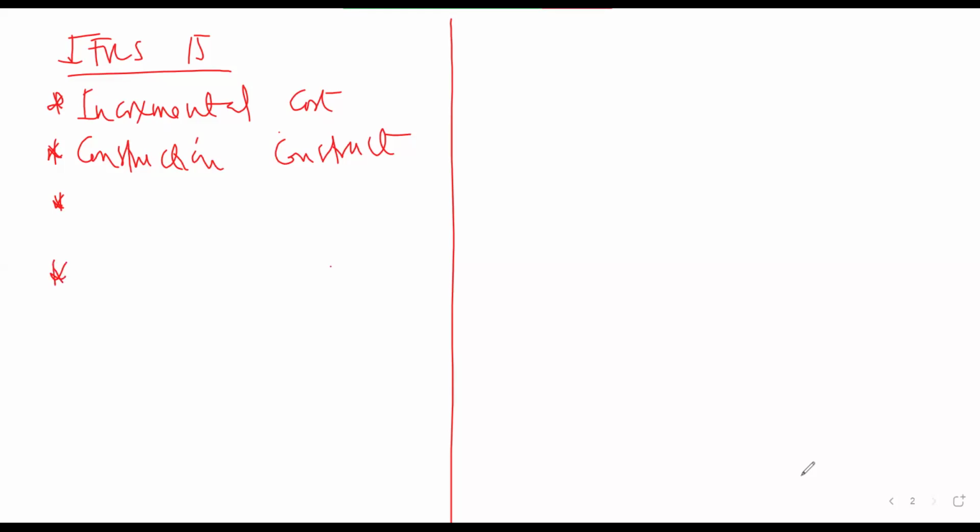You can also have IAS 37, which is provisions. On this one, they can examine you on the reassessment of decommissioning costs.